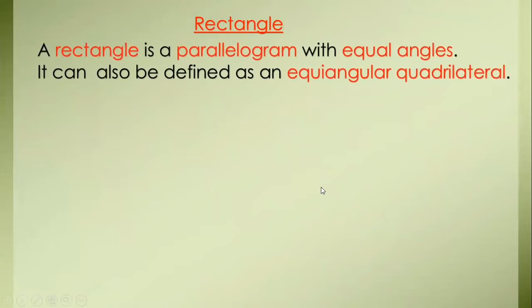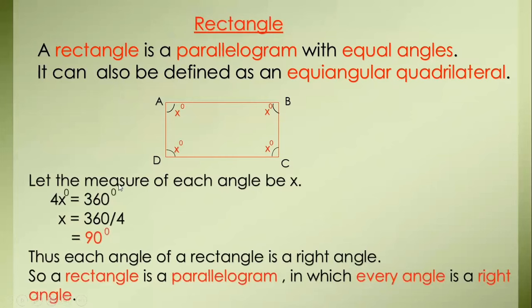Next one, a rectangle. A rectangle is a parallelogram with equal angles. It can also be defined as an equiangular quadrilateral. Equiangular means angles are equal in measure. See the figure. ABCD is a rectangle. All angles are equal. Let the measure of each angle be x degrees. How can we find the measure of each angle?